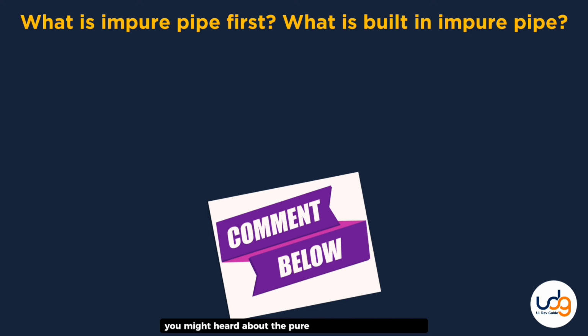You might have heard about the pure pipe and impure pipe. So what is an impure pipe first? What is a built-in impure pipe? Do you know? Async is an impure pipe.